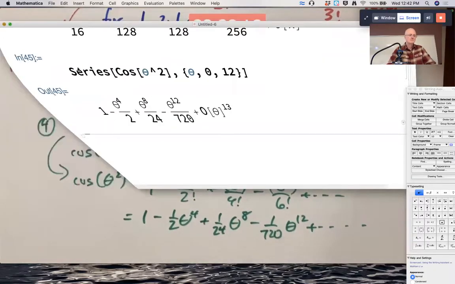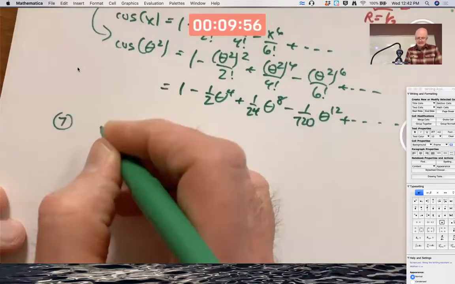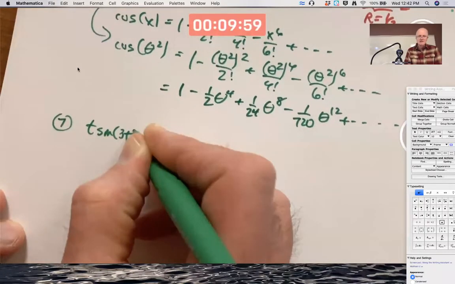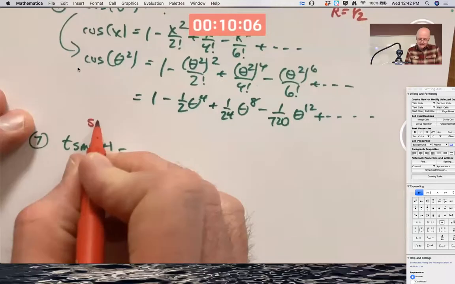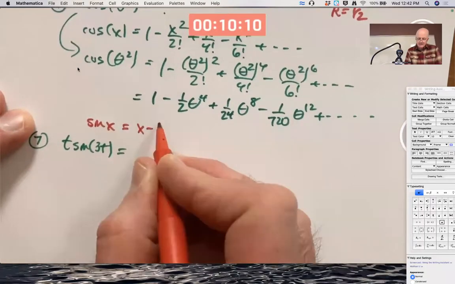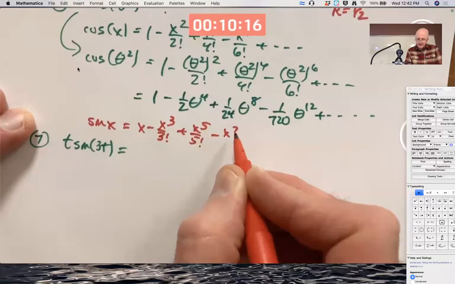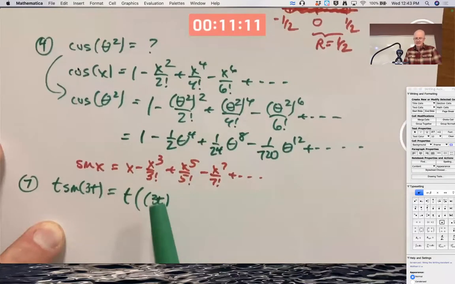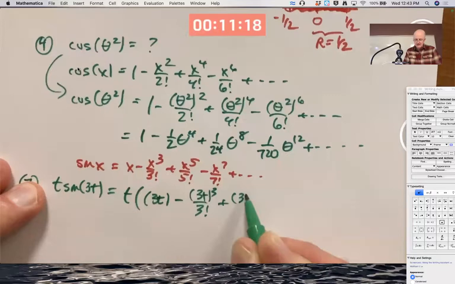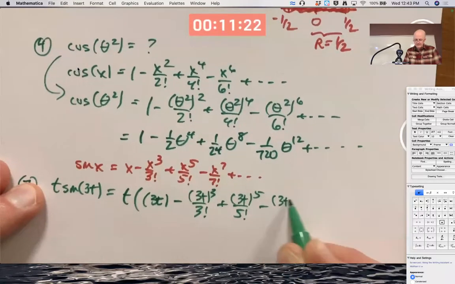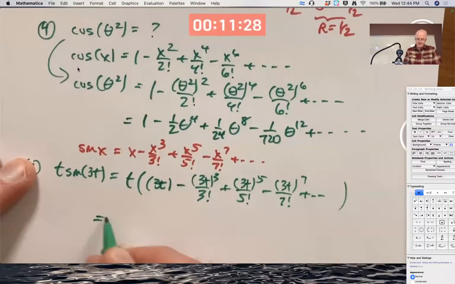Next example, number 7. t sine of 3t. Use the series for sine. Use the fact that sine of x is x minus x cubed over 3 factorial plus x to the 5th over 5 factorial minus x to the 7th over 7 factorial, et cetera. So here replace each x with 3t, et cetera. Simplify, distribute the t through. So you get 3t squared.